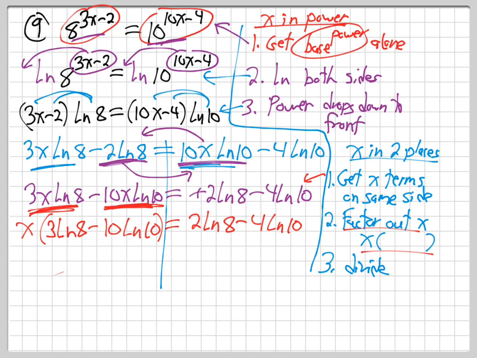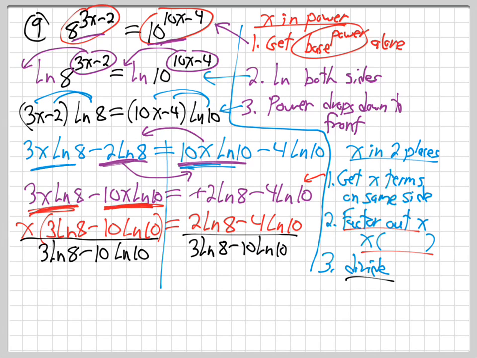Last step is we're going to divide, as it says right there. Divide. So now to get x alone, our last step is just to divide by that whole 3 ln 8 minus 10 ln 10. Divide by 3 ln 8 minus 10 ln 10. Boom, boom. X equals. Now, remember when you do this on your calculator, remember to hit equals at the end of the numerator and then put parentheses around the denominator so that you keep those groups separate. So I'll do that also.